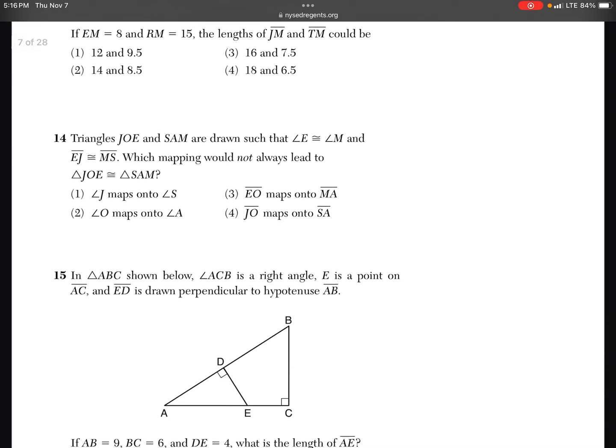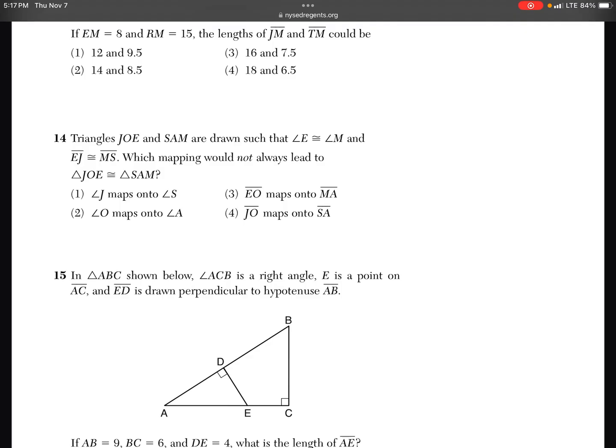Number 14, triangles JOE and SAM are drawn such that angle E is congruent to angle M and EJ is congruent to MS. Which mapping would not always lead to the two triangles being congruent? So, all right. The last and the first letters, those segments are congruent. Angle E and angle M are congruent. So if J maps onto S, those are corresponding parts. O and A are corresponding parts. E, O, and M, A are corresponding parts. J, O, and S, A are corresponding. Oh, okay. So they're all corresponding parts.